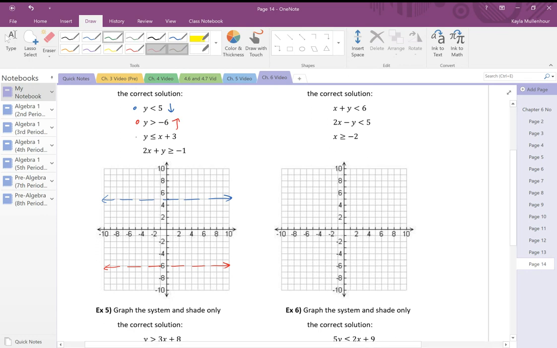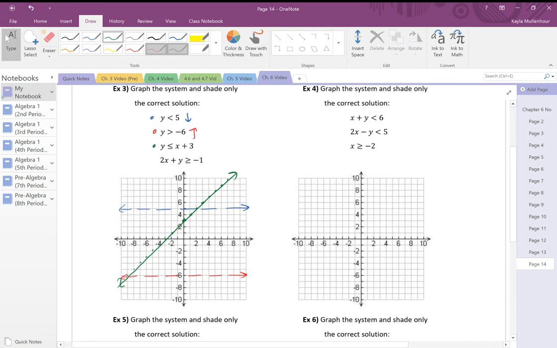The next one, y is less than or equal to x plus 3. Our y-intercept is 3, slope is 1. And this is going to be a solid line. Y is less than or equal to, so right now we're shading below that green line. So we're somewhere in between the blue and the red, but below green. So we're over here in this trapezoidal shape area.